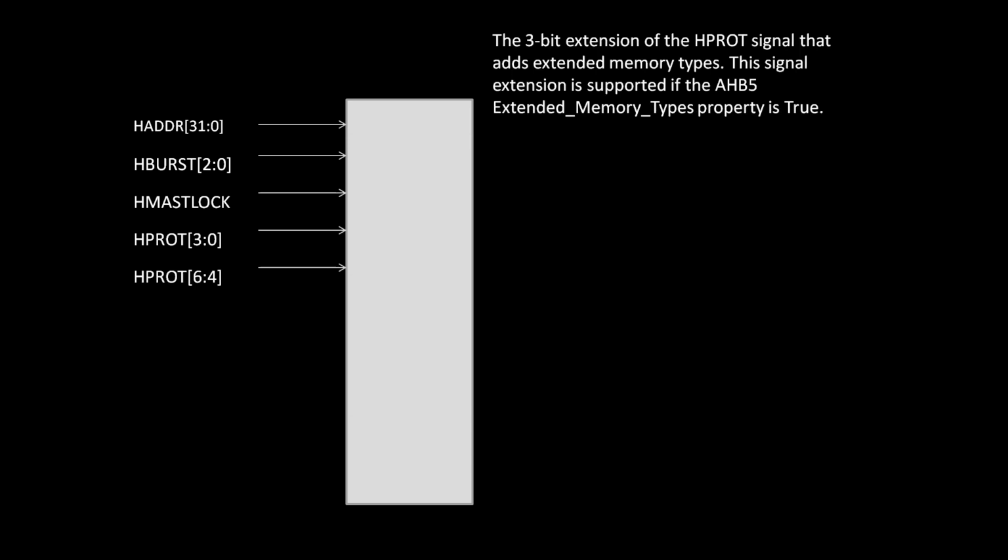HPROT[6:4]. The 3-bit extension of the HPROT signal that adds extended memory types. This signal extension is supported if the AHB5 extended memory types property is true.